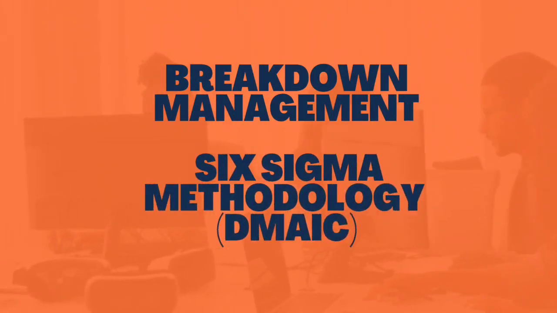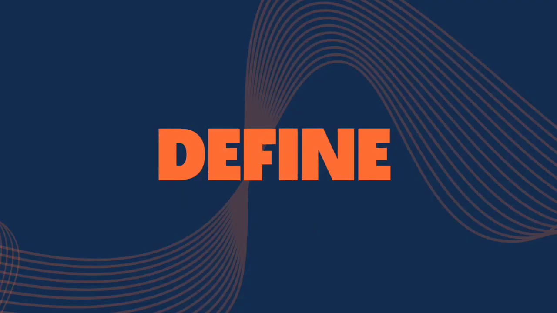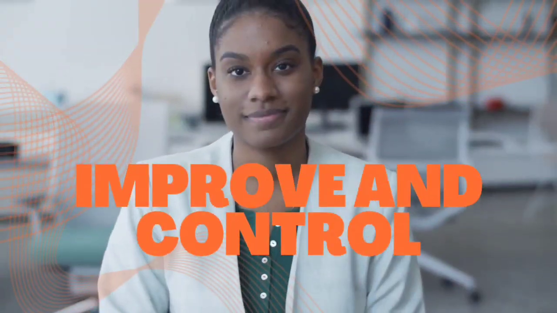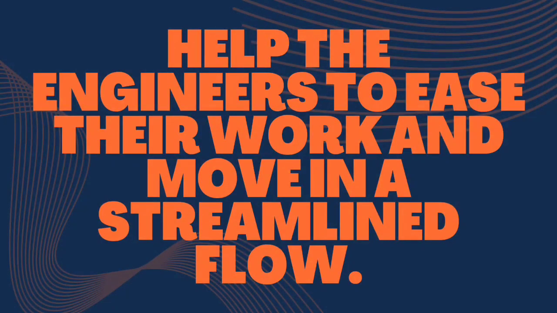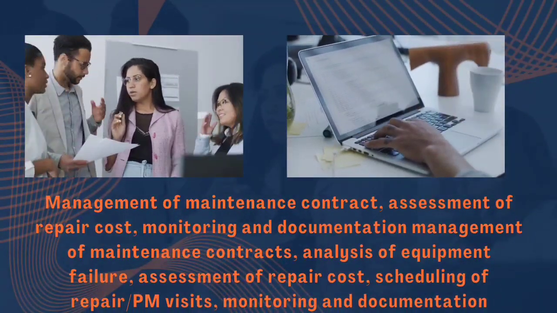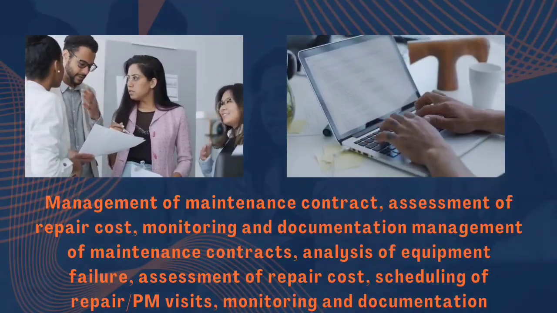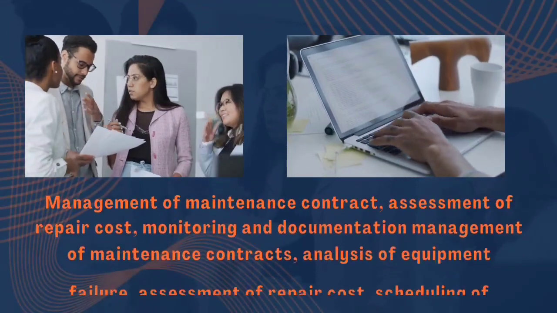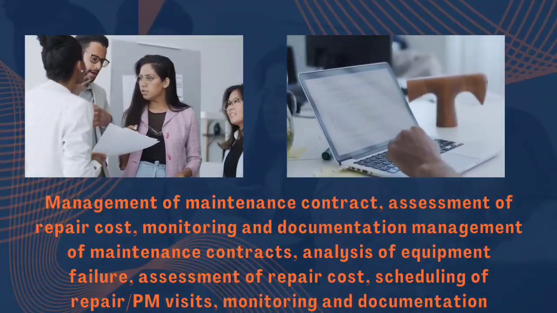Then we go to the breakdown management. Under breakdown management, the Six Sigma methodology, that is DMAIC, which means define, measure, analyze, improve, and control, has a major role, which helps the engineers to ease their work and move in a streamlined flow. This includes various categories like management of maintenance contracts, analysis of equipment failure, assessment of repair costs, scheduling of repair and preventive maintenance visits, monitoring and documentation.